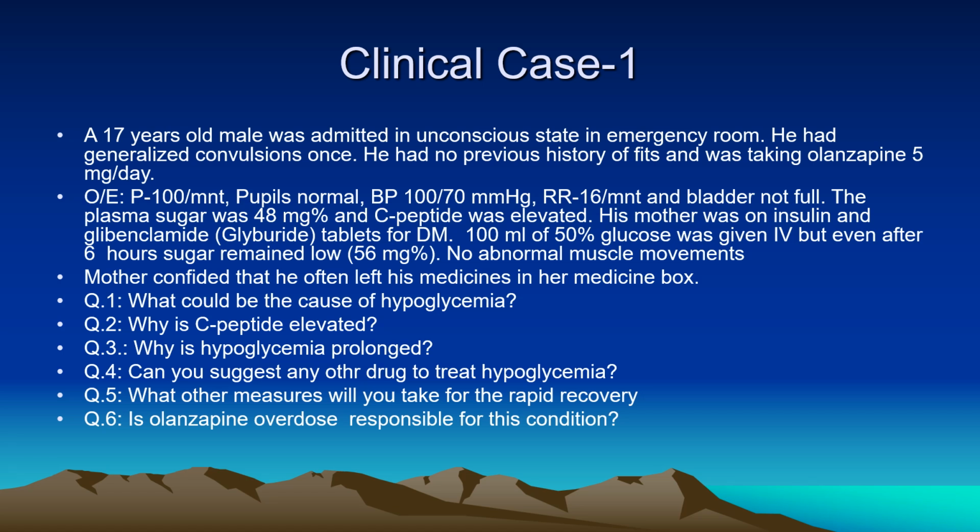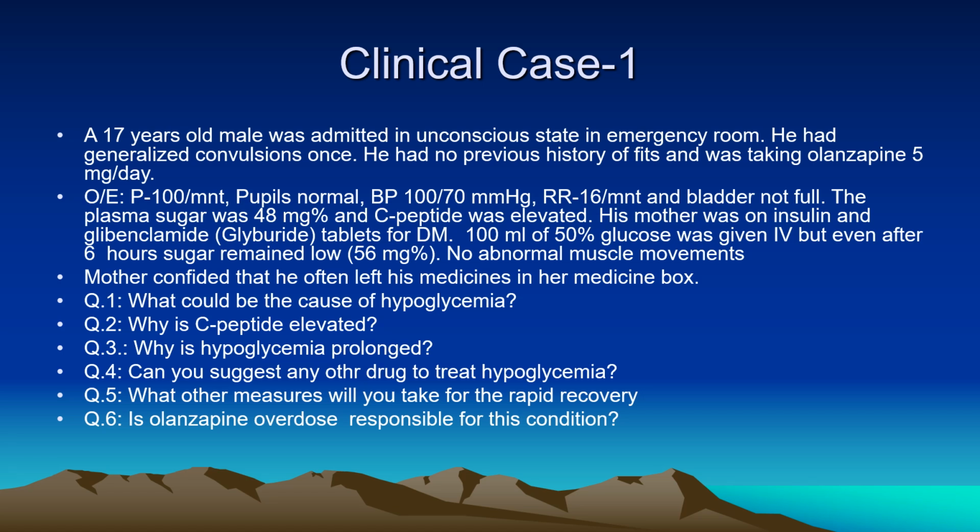On examination, pulse 100, pupils normal, BP normal, respiratory rate normal, bladder not full. The plasma sugar was 48 mg and C-peptide levels were well elevated. His mother was on insulin and oral antidiabetic glibenclamide tablets. 100 ml of 50% glucose was given IV, but even after 6 hours, sugar remained low. No abnormal muscle movements were observed. Mother confided that he often left his medicines in her medicine box. So what could be the cause of hypoglycemia?